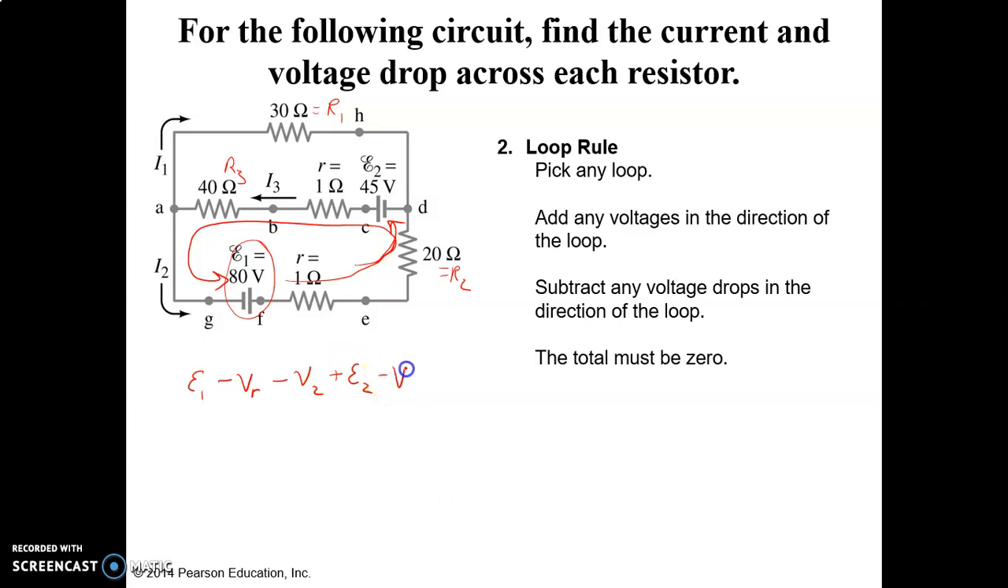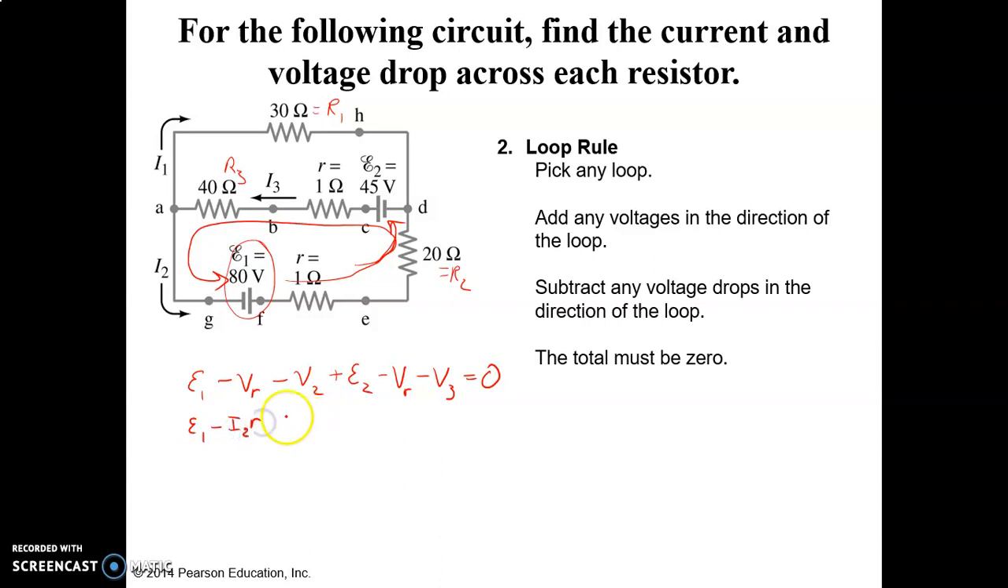And then you have another voltage drop across the internal resistance. Excuse me, that's not V times R, that's V sub R. And then another voltage drop across R3, and then you get back to EMF1. That total equation has to equal 0. Once again, Ohm's law says that V equals IR.